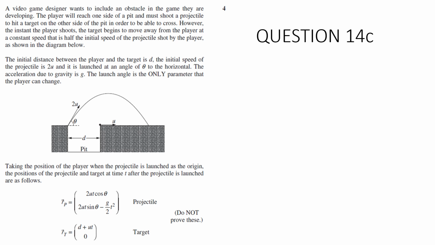The initial distance between the player and the target is d. The initial speed of the projectile is 2u and it is launched at an angle theta to the horizontal. The acceleration due to gravity is g.